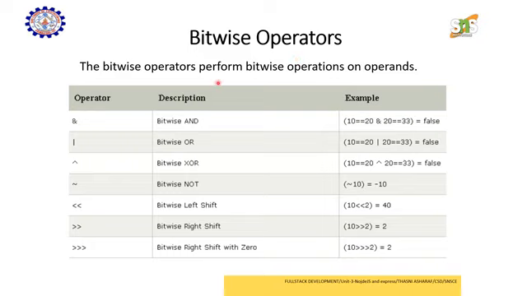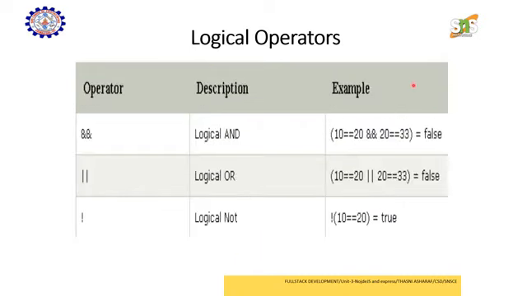And bitwise operators perform bitwise operations on operands. The operators are bitwise AND, bitwise OR, bitwise XOR, bitwise NOT, bitwise left shift, bitwise right shift, and bitwise right shift with zero. Here are some examples for the bitwise operators. And logical operators are logical AND, logical OR, and logical NOT. We use these logical operators for combinations and conditions.